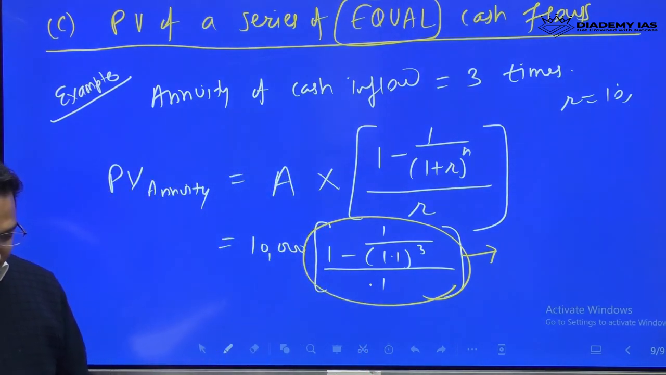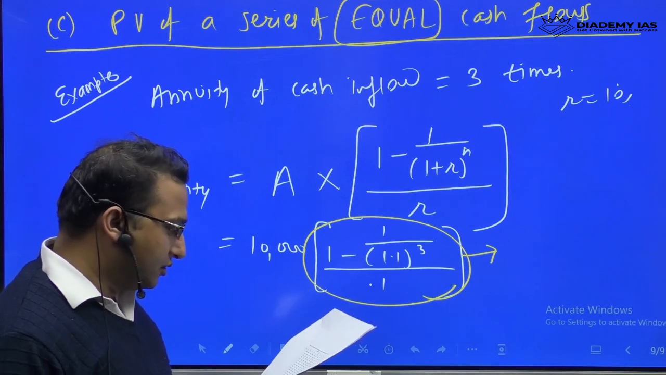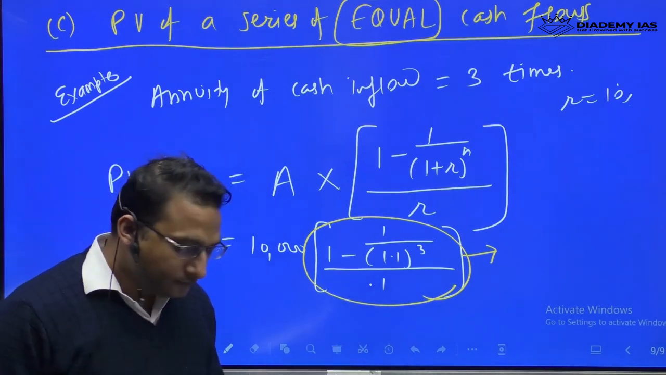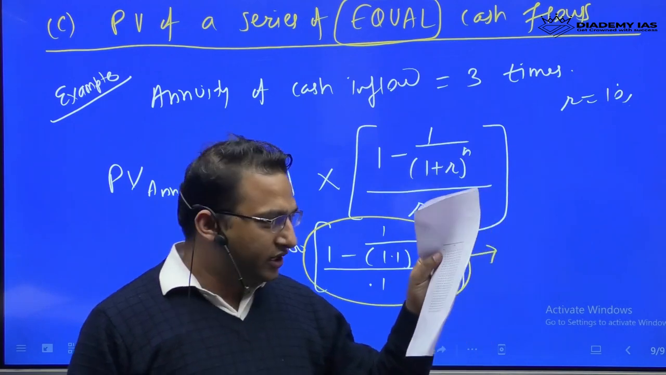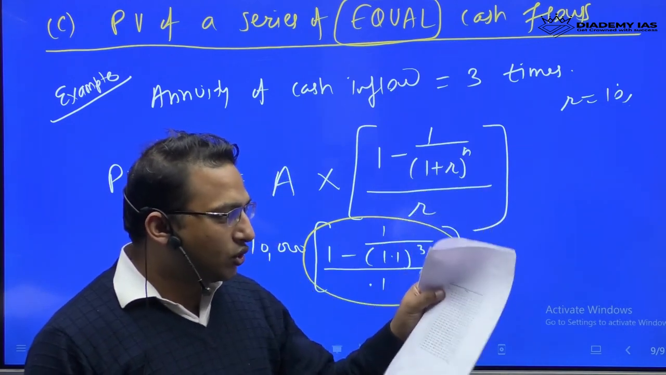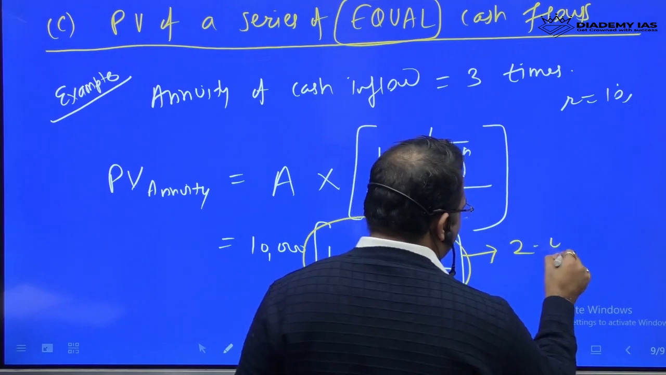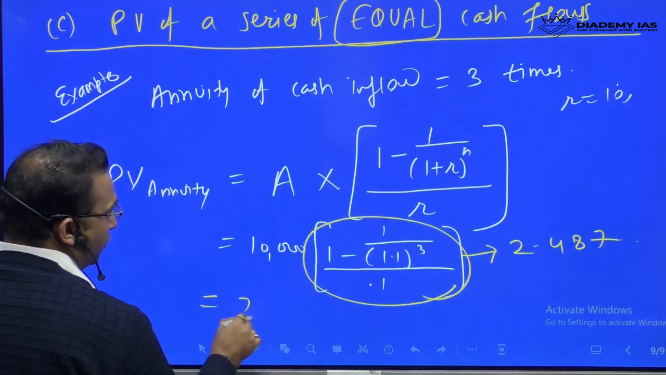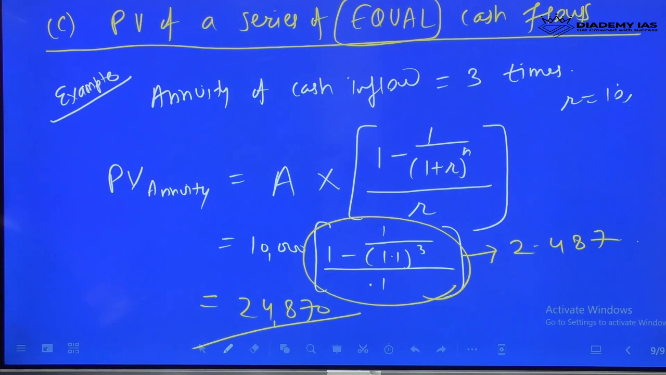Okay, fine. So you have this for 3 years, and 10%. In the first column 3 years and the last column 10%: 2.487. So the value of this is 2.487. That means 24,870. See, wherever there is a table concept, rest assured in the previous years they are always giving the table.